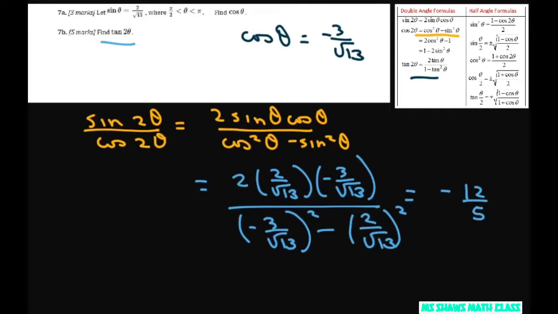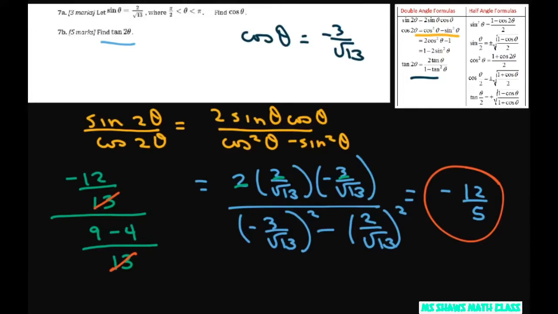Let's go ahead and simplify on this side. So this is going to be 2 times 2 times 3. 4 times 3 is 12. Negative 12 divided by 13. And then the 13 is going to be at the denominator. So we get 9 minus 4. So the 13s cancel, and there's where you get your negative 12 divided by 5, because this equals 5. And that's it.